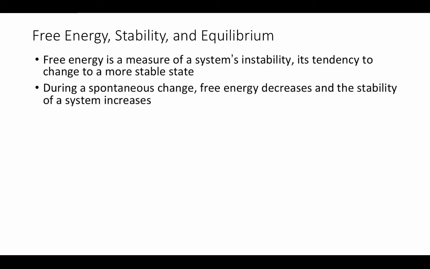So during a spontaneous change, free energy decreases and the stability of a system increases. And we call this approaching equilibrium. So equilibrium is that state of maximum stability. There's not going to be any further net change in the system. And every time we've talked about equilibrium, we've talked about processes still proceeding, but in a way that causes no net change in the overall system. So this is a state of maximum stability.